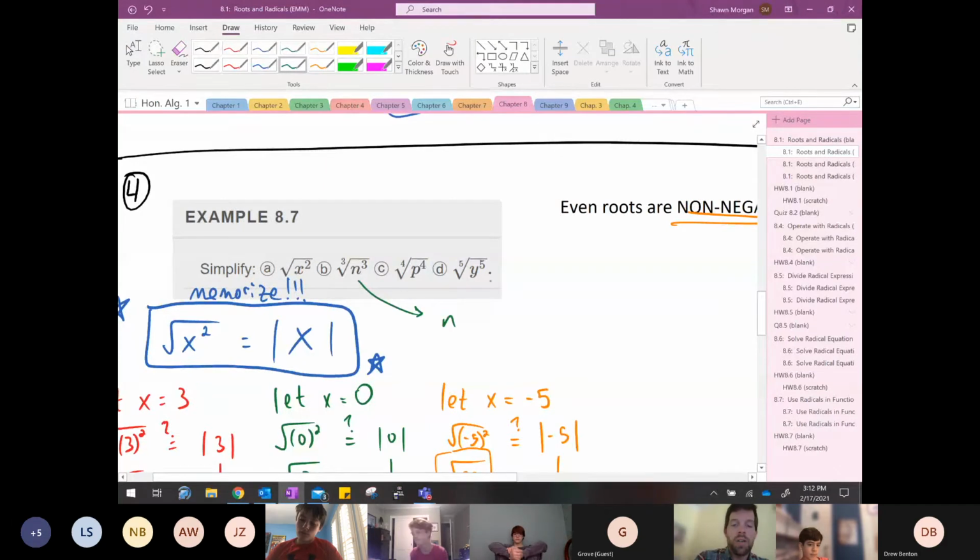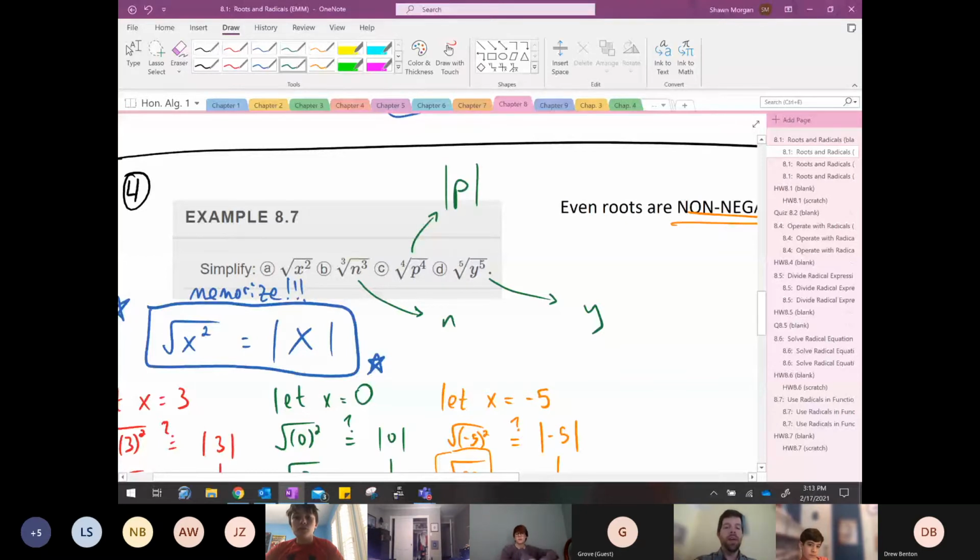Okay, so part B right here, easy enough. It's just n. Part D right there, easy enough. It's just y. You know, the fifth root of y to the fifth is just y. But if I'm looking at part C, what do you think? The fourth root of p to the fourth should be the absolute value of p.